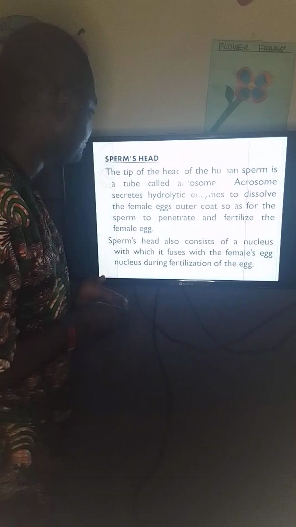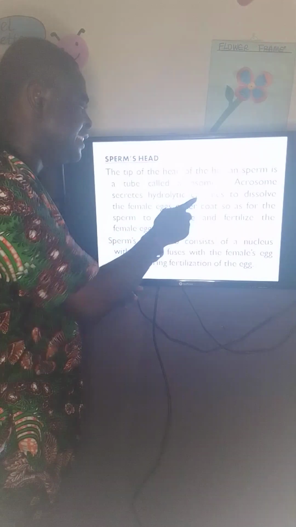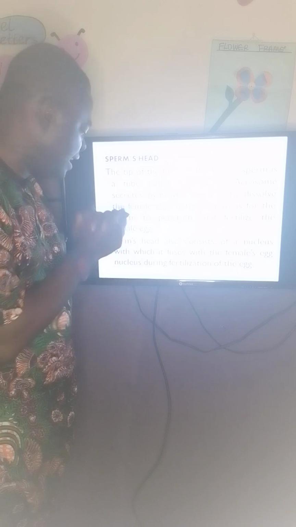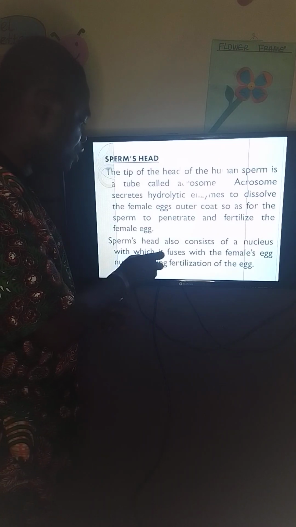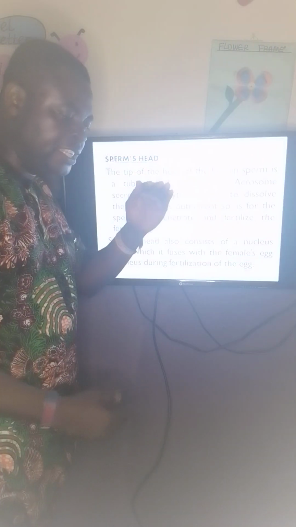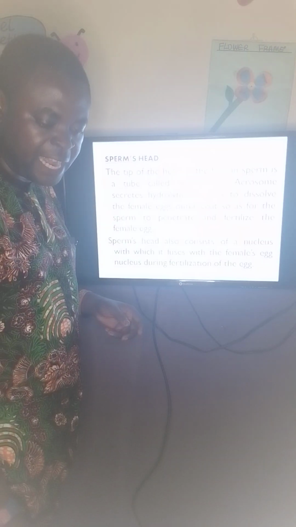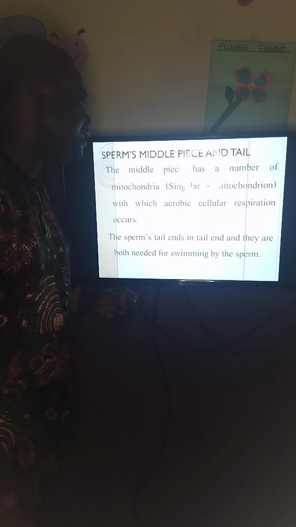So like I said here, the tip of the head of this human sperm is a tube called the acrosome. I said the acrosome secretes hydrolytic enzyme to dissolve the female egg outer coat, so as for the sperm to penetrate and fertilize the female egg. Then the sperm's head also contains a nucleus, with which it fuses with the female's egg nucleus during fertilization. Then the genes of both parents will be mixed together in the zygote formed. And that is why the child is neither exactly like the father nor exactly like the mother.